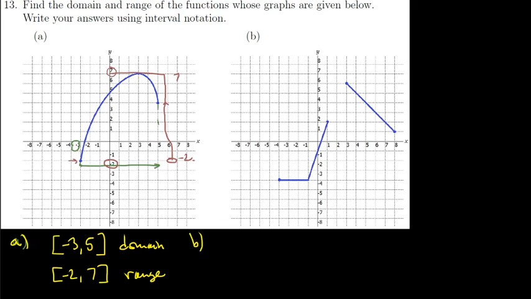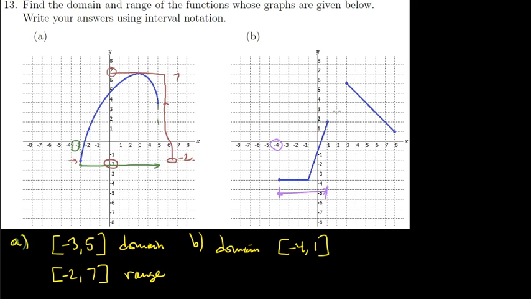Right, what about part B? So for part B, let's go back to the domain. The x values range from negative 4, and it looks like we stop at 1 here. So let me write that down. For the domain, we have negative 4 to positive 1. And I'm using square brackets because these are not holes here. We include these points.